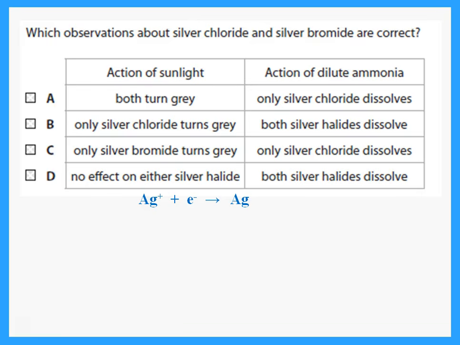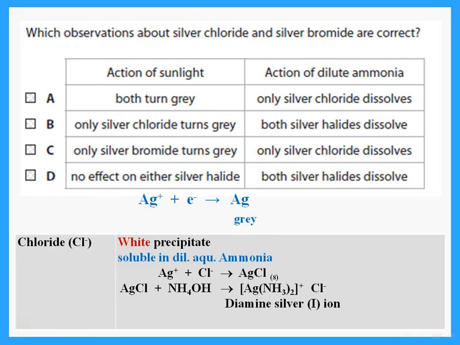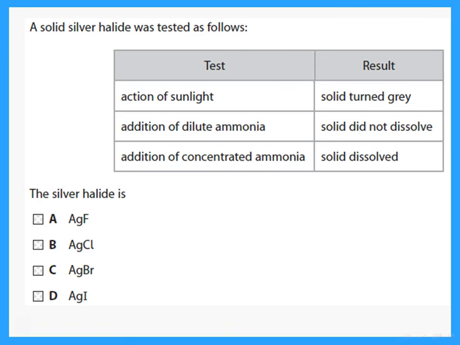Now, the action of dilute ammonia, we said which one will dissolve in dilute ammonia? The chloride is the only one that dissolves in dilute ammonia. Do we remember that? Please keep all of this in mind. A solid silver halide was tested. The silver halide is which one?